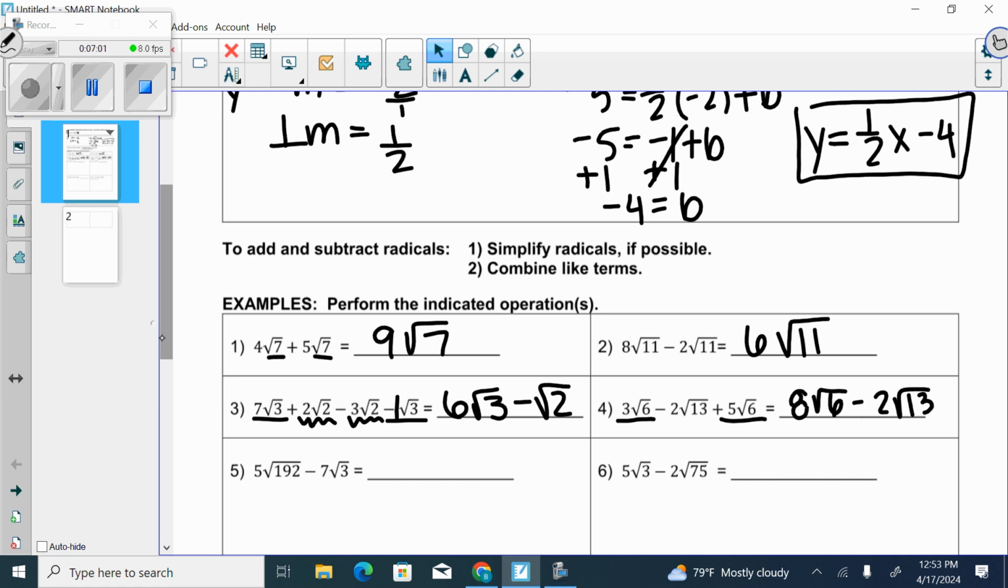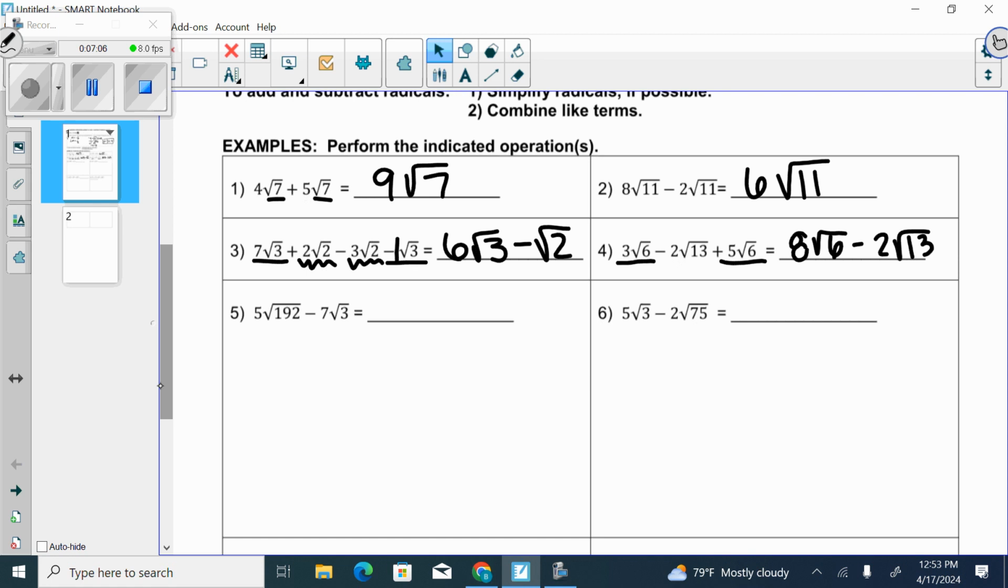Okay. Now on number 5, we got a pretty big number under this first one, so surely it simplifies, right? So this is where we do what we learned the last few days. What multiplies to give me 192? 2 and 96. What is it? 2 and 96, okay. 2 and 48. Okay. What'd you say? 8 and 6, okay.